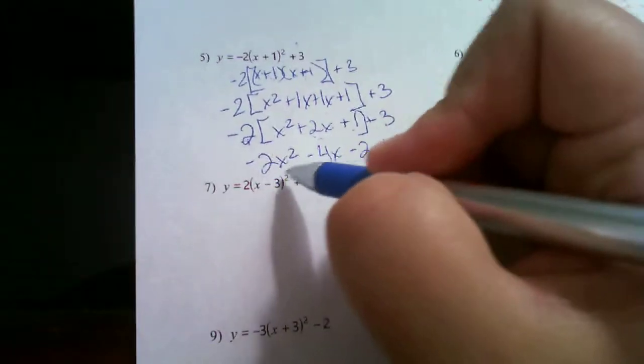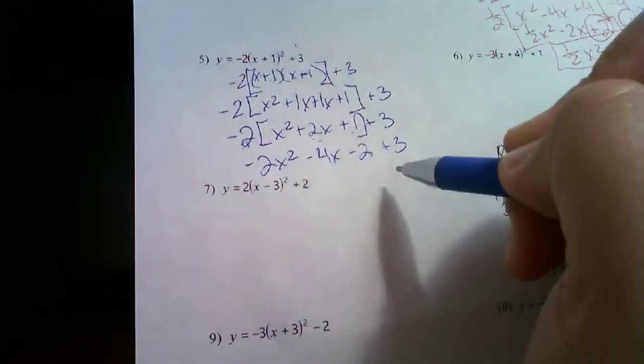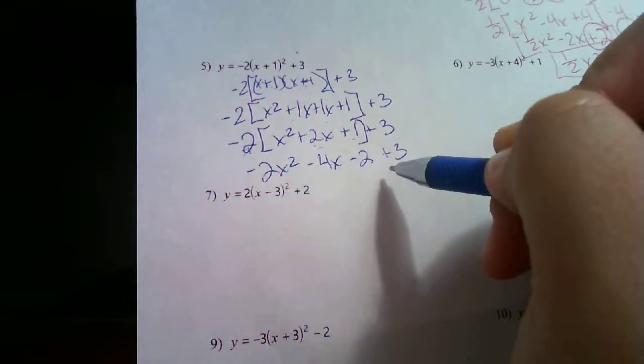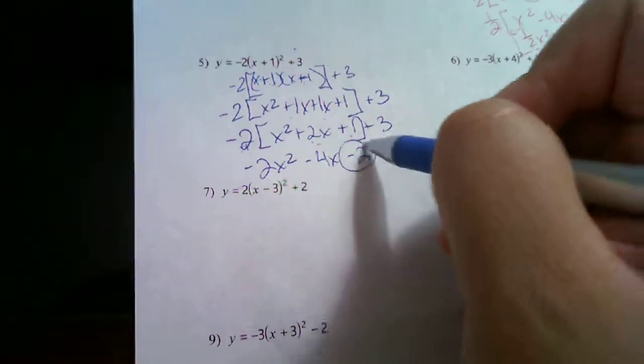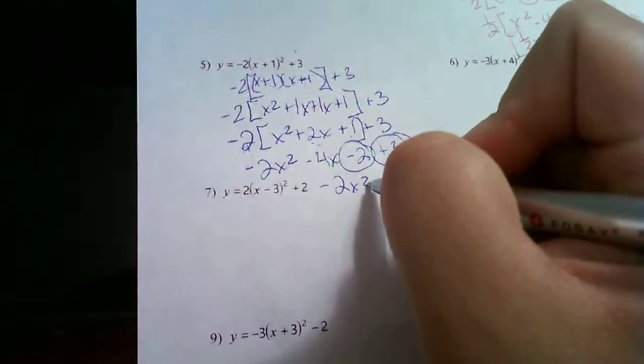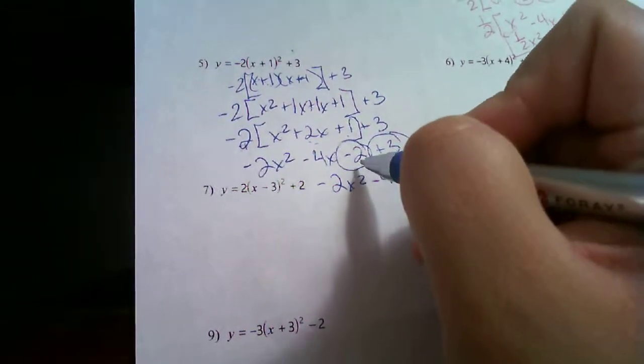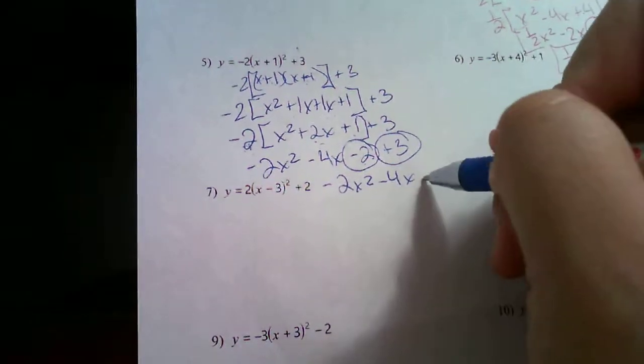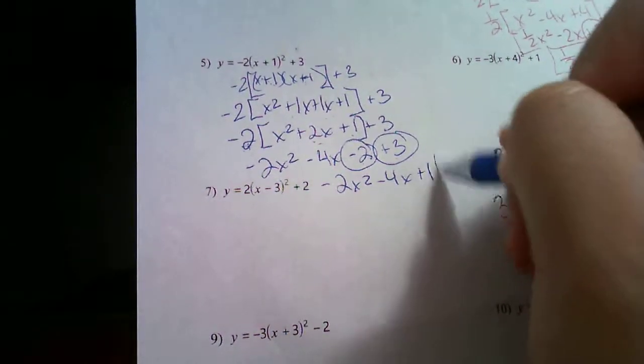Right, we're going to look to see if we could simplify it by combining like terms. We have our terms with no variables that we can combine. Negative 2x squared minus 4x, and then negative 2 plus 3 equals a positive 1.